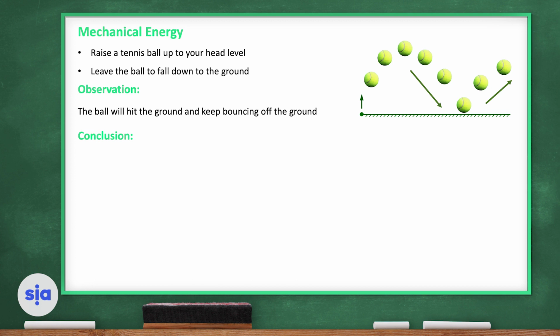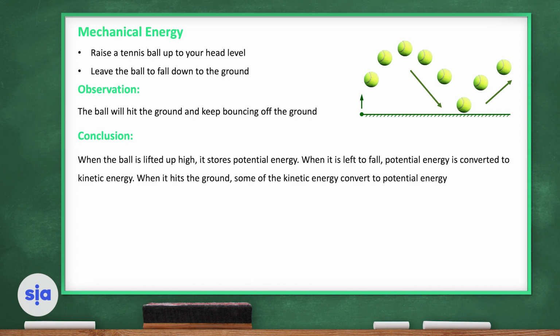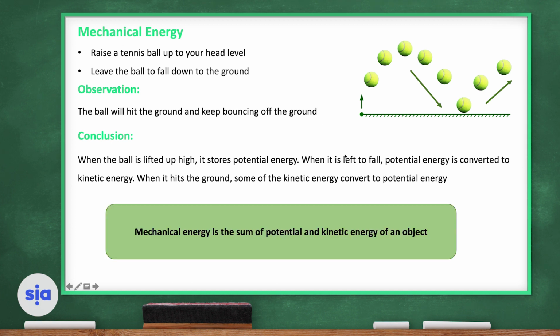The conclusion is, when the ball is lifted up high, it stores potential energy. When it is left to fall down, potential energy is converted to kinetic energy. When it hits the ground, some of the kinetic energy converts to potential energy, and so on, from potential to kinetic and from kinetic to potential. Therefore, mechanical energy is the sum of potential and kinetic energy of an object.